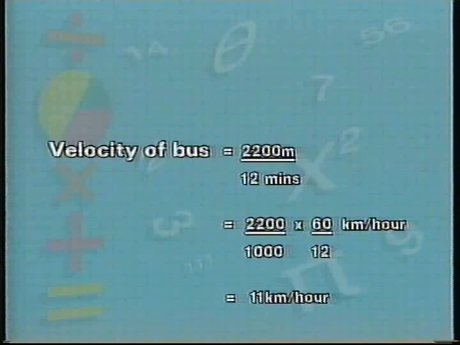The velocity is the gradient of the line. So the velocity of the bus was 2,200 metres divided by 12 minutes. Convert minutes into hours and metres into kilometres to give the velocity equals 11 kilometres per hour.